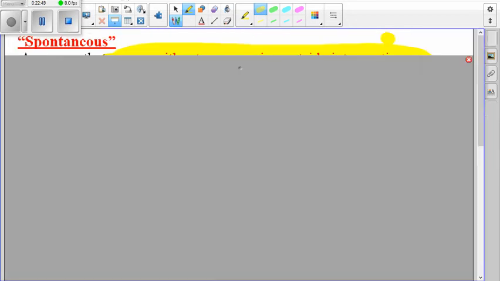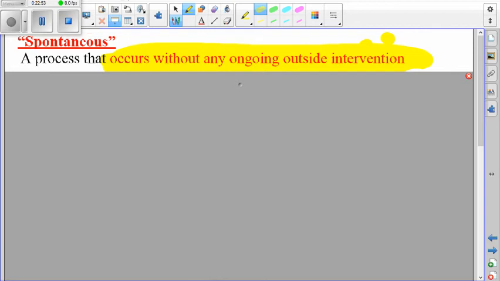We're getting there. Spontaneous. If something's spontaneous, that means it's a process that occurs without any ongoing outside intervention. I would like you guys to remember the beginning of class. You remember when I lit that candle? I showed it off. Check it out, virtual people. Lit candle. Anyways, okay, I got wax on my finger. That's fine.